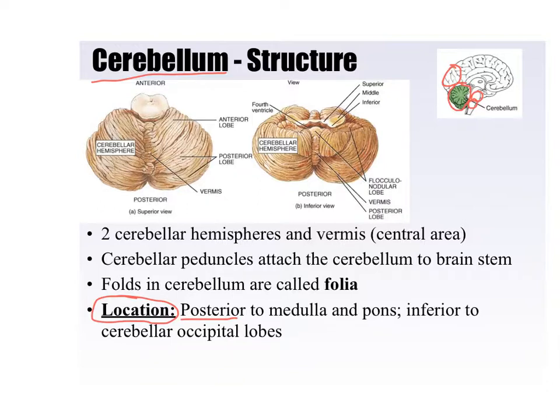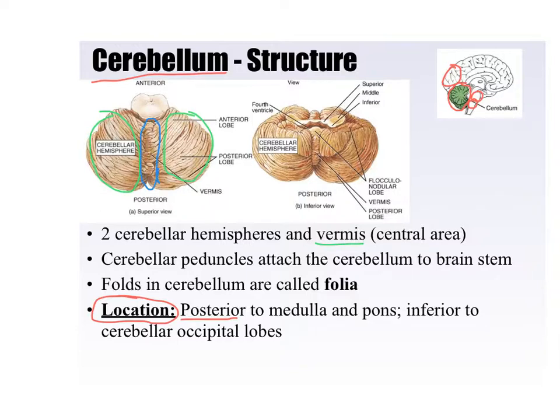Now, just like the cerebrum, there are two hemispheres. So you have a hemisphere over here and another hemisphere over here. This is a superior view looking from the top. There's also a central area called the vermis. Do you need to know that? I highly doubt it, but the central area, the vermis, is right there.